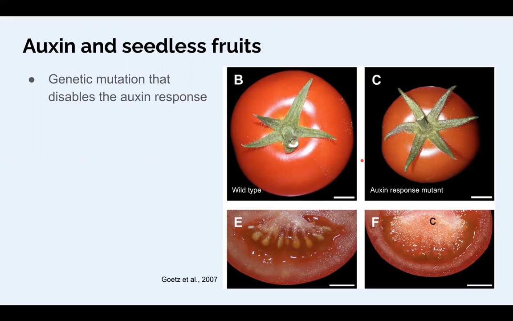And this is the result of a mutation. So normally this tomato wouldn't grow big and red and juicy without having seeds inside. But because this one is a mutant, it doesn't know any better, and it goes ahead and grows big and red and fleshy, even without seeds.